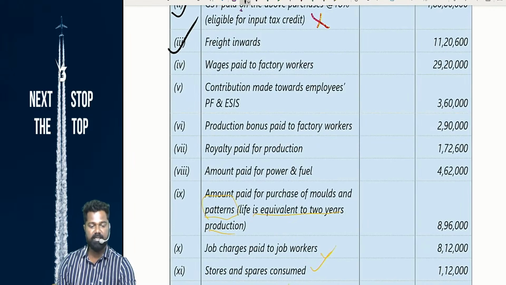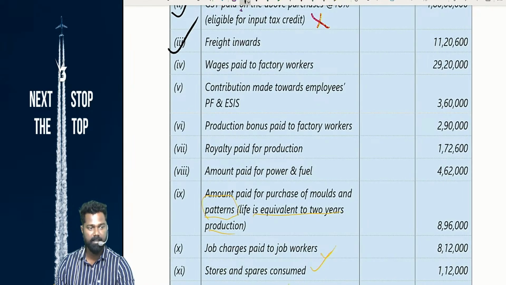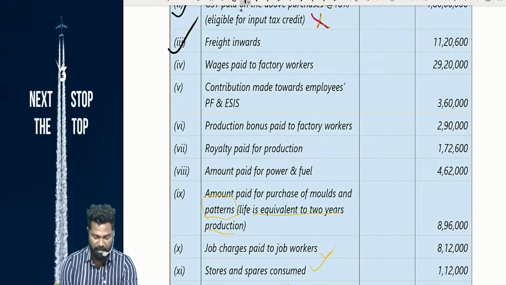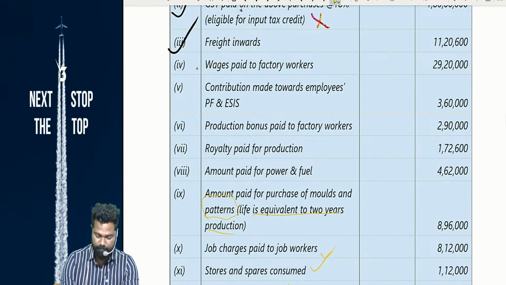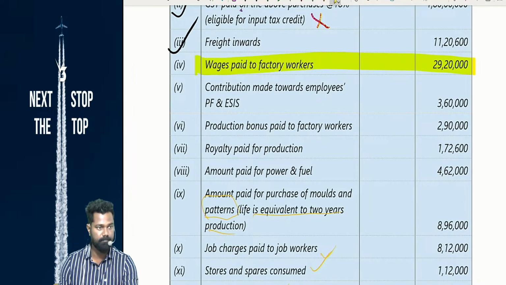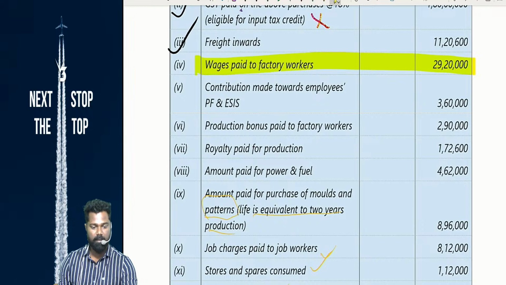Wages paid for factory workers. Don't you think it's labor? Clear or not? Inner column 29 lakhs, 20,000. This one. Labor wages paid to factory workers. Inner column 29 lakhs, 20,000. Next.